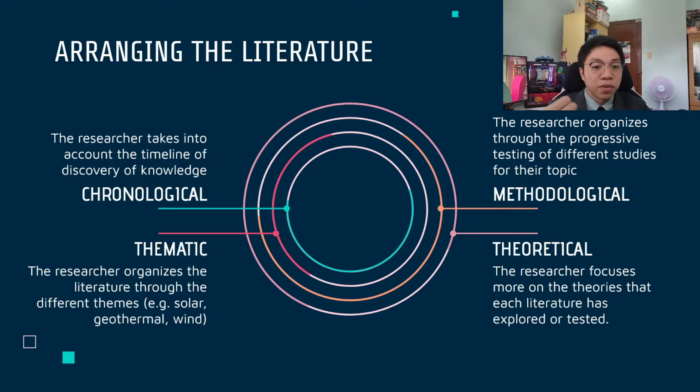The third one is methodological. The researcher organizes through the progressive testing of different studies for the topic. This is quite important for someone who would be doing experimental research, because by categorizing your literature through the methodologies, one can elaborate and even evaluate the different ways that researchers had done in order to test a specific theory.